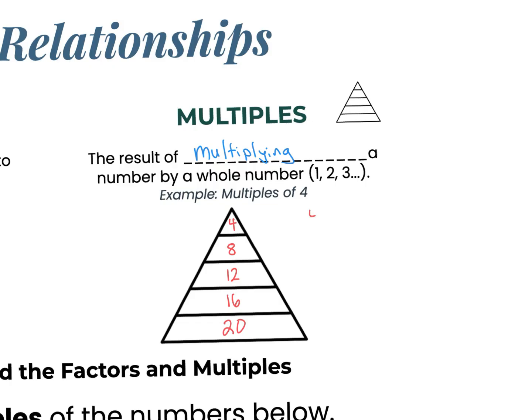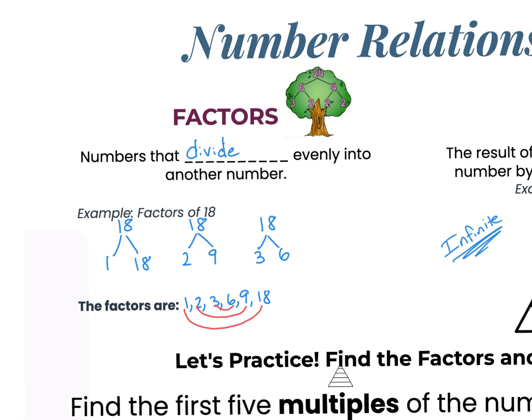We could also just list them out, and you could skip count 4, 8, 12, 16, 20, 24, and so on. So multiples are infinite. They go on forever. Whereas factors are set. It's like a stop sign. There's only so many factors that go into another number. And we're always just talking about whole numbers. Sometimes there's decimals and things like that, but with factors and multiples, it's always whole numbers.